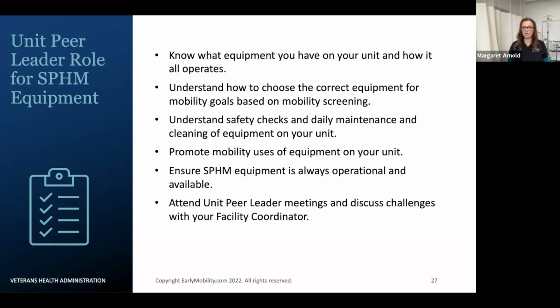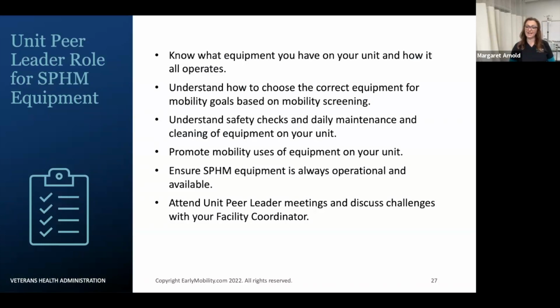So what is your role as a unit peer leader? You must know what equipment you have on your unit and all the features of that equipment. Understand how to choose the correct equipment for mobility goals for your patient population and based on your mobility screening.